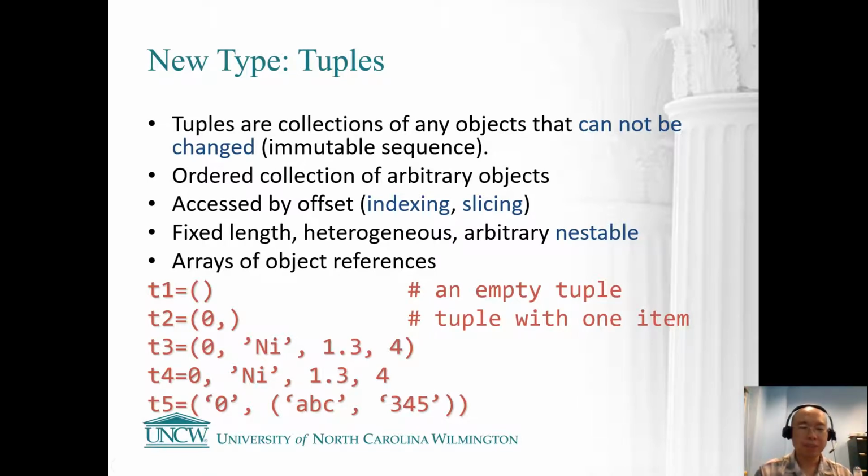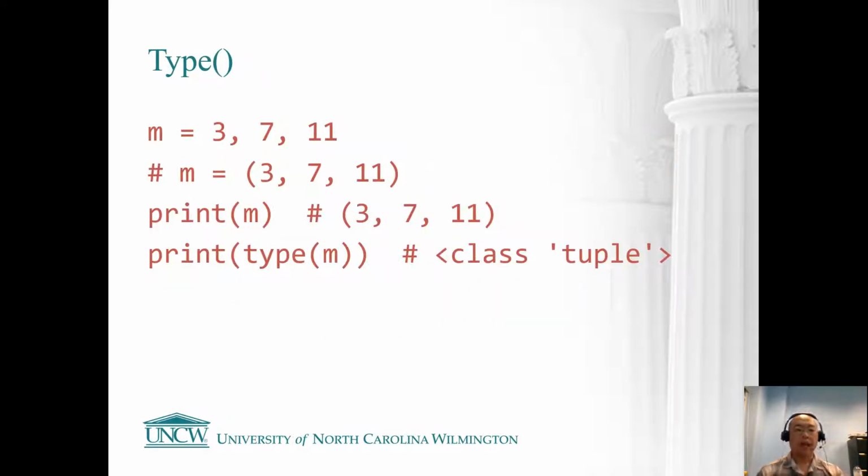Okay, and for t5, that is a tuple inside another tuple. So we have a nested tuple, and in Python that is also supported. Now we have the type. If you call the type function on a tuple, you will see that it is class tuple. Just now we have already done that.